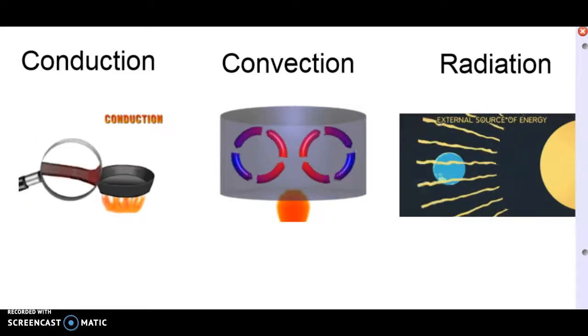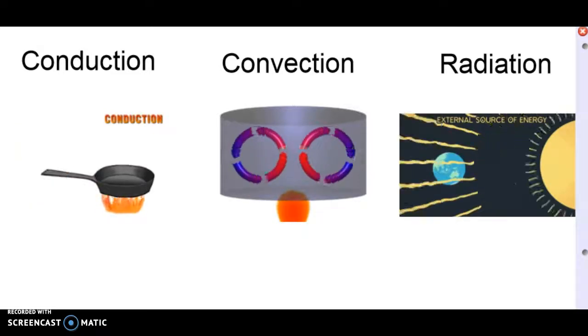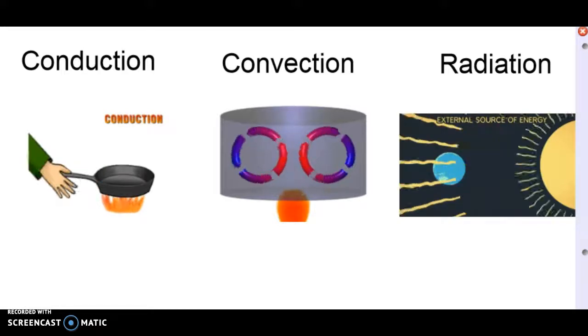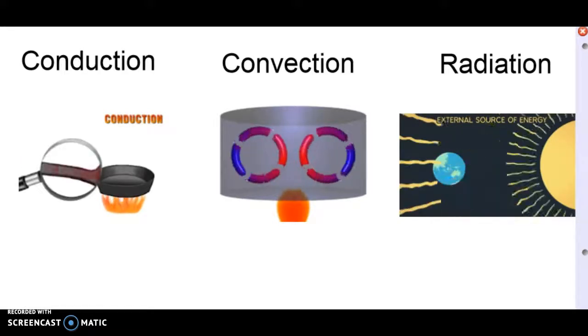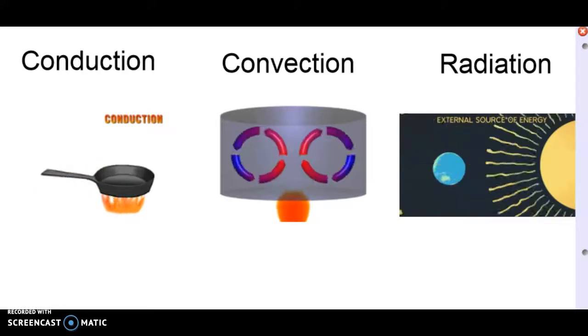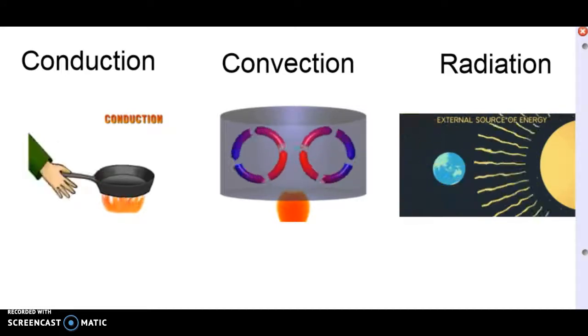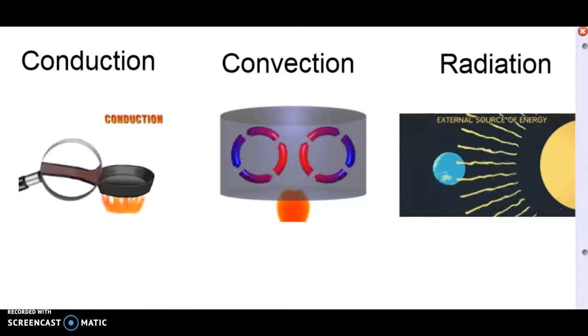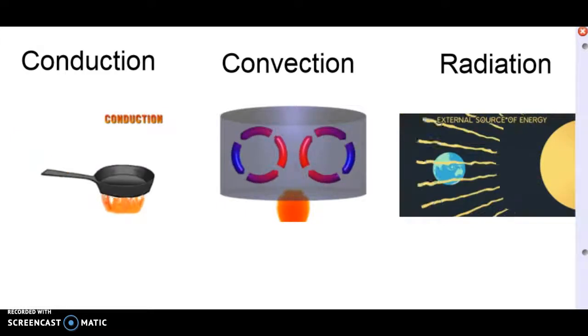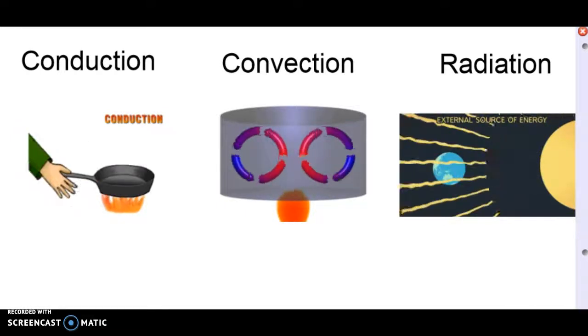Radiation is the heat transfer through waves from an external source, which creates an increase in particle movement. You also see radiation when you warm up your Hot Pocket in the microwave. The waves from the microwave get transferred into your food and makes it hot and ready to eat.